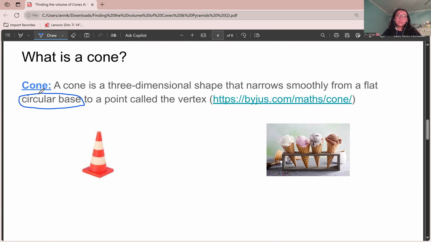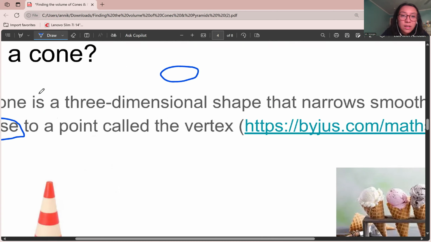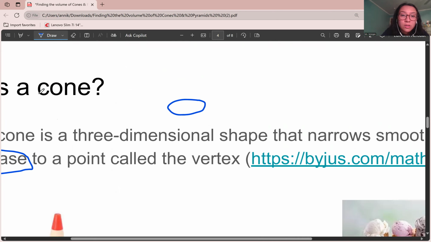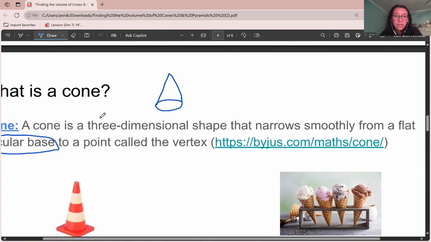So it's going to look like this. It's going to have that nice circular base, and then it's going to go up to the vertex point. V for vertex, it's like an upside down V. Yeah, so that's what a cone looks like.